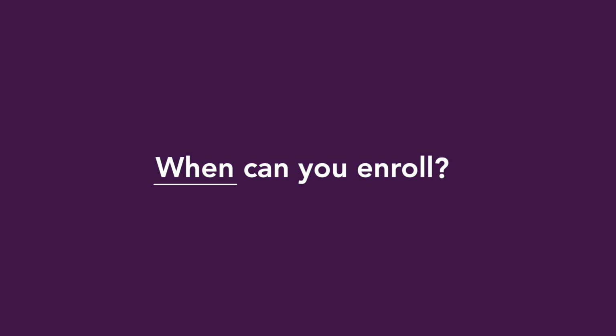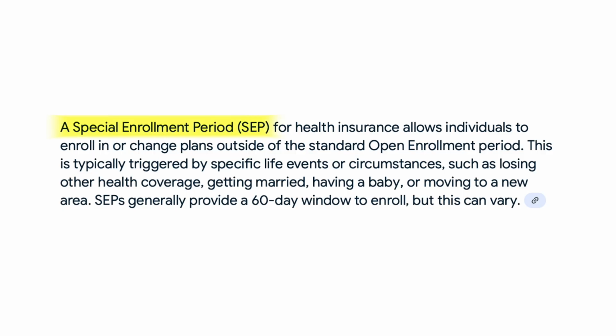Now, when can you enroll? Here's the interesting thing about C-SNPs. You have a one-time per lifetime per condition SEP. What is a SEP? A special enrollment period, when you can enroll any time of the year, all year round, from January through December. Wow, why is that important?